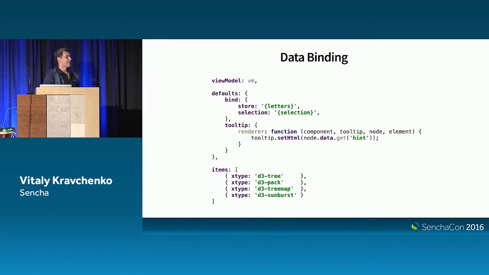All the three components are meant to work well with data binding. And so before we jump to a quick demo, let's take a look at the full code for our view. Again, we start by defining a view model. Then all our components, just like that, only xtype, because they will all have the same configuration. Then we will bind the store of each of the components to the same store in the view model.